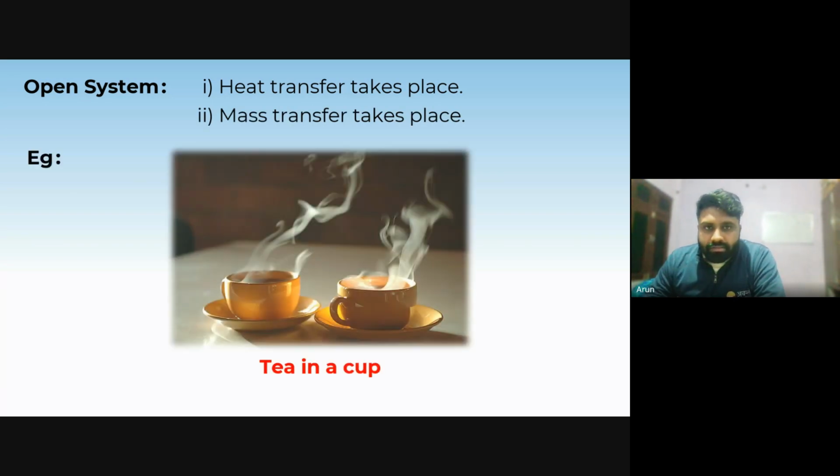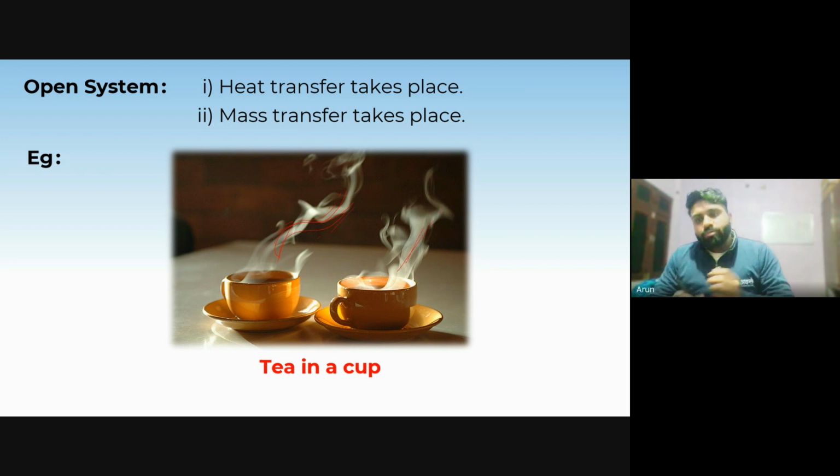ठीक है. So here you will see these vapors or these streams are nothing but the tea, which is vaporizing. Okay. So here heat is also transferring, plus in addition mass is also transferred. So this system is termed as the open system. You can also consider the example of a pressure cooker when it is whistling. Then you can say this system will become an open system, because now it is transferring the mass and transferring the heat also.